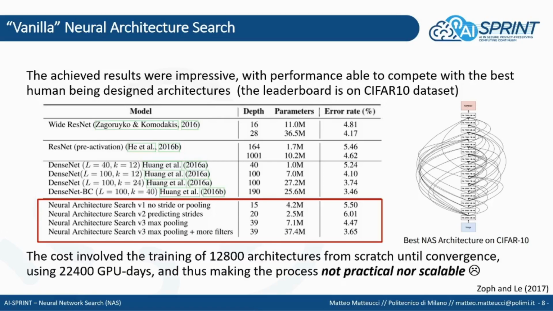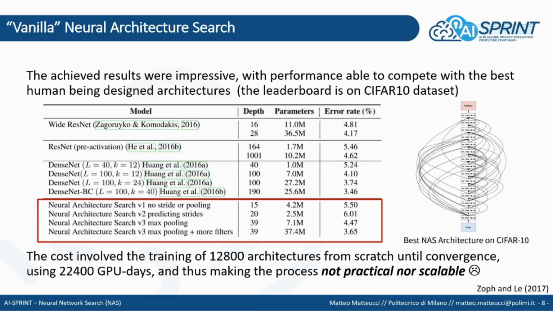The cost of training this model is the cost of testing 12,000 architectures from scratch. To do this, the authors used something like 22,000 GPU days, and this means that unless you are Google or you have a similar computational power, this process is not practical, not scalable.